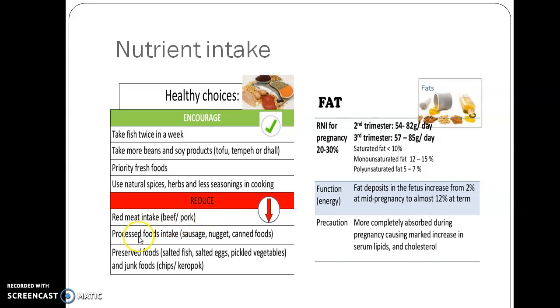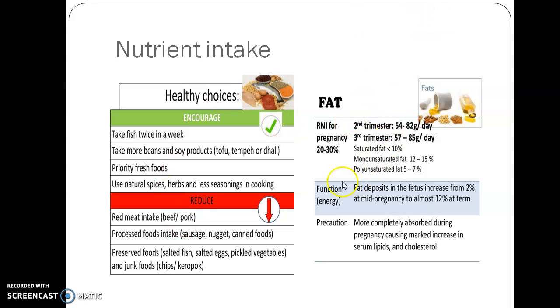We should reduce the processed food intake like canned foods, packeted foods like noodles and all that. And also we should prevent or minimize the consumption of preserved food like salted fish, salted eggs, pickled vegetables, or junk food like chips, etc.